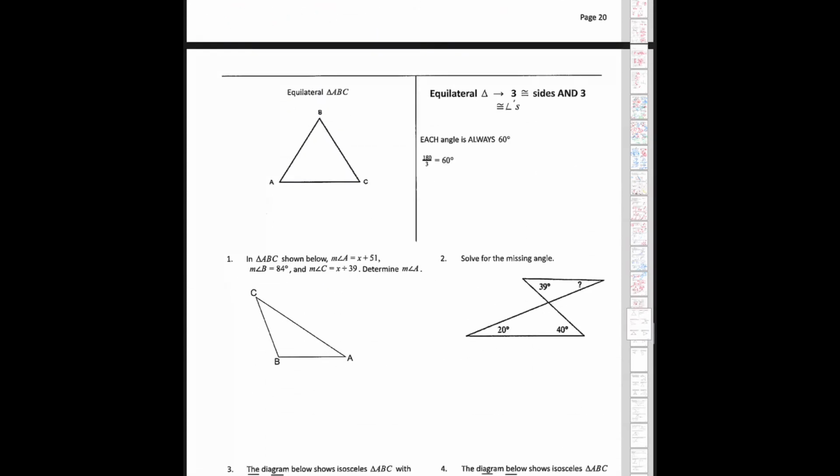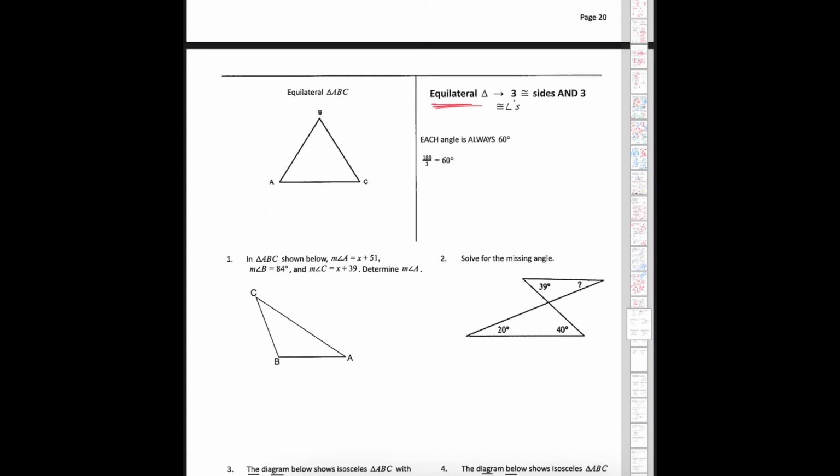So if we go down here, we have one more triangle to look at, and that is an equilateral triangle. So we think equal right away. Equilateral triangles have 3 congruent sides, and if they have 3 congruent sides, then they have 3 congruent angles because their angles opposite the sides are all congruent. So quick fact about triangles. Just like we saw on the isosceles, if we have congruent sides, opposite those congruent sides, the angles are always congruent.